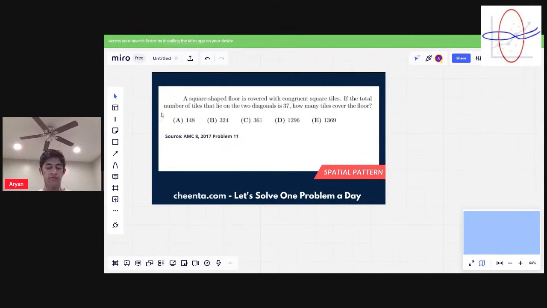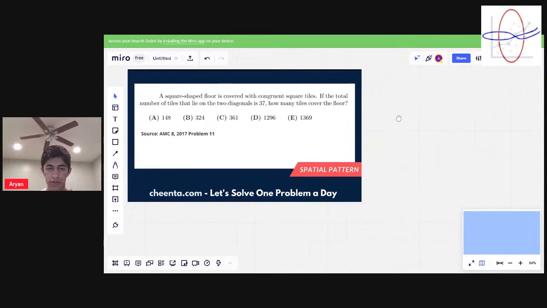Today we're going to be looking at the following AMC 8 2017 problem. Let's start with a quick read. A square-shaped floor is covered with congruent square tiles. If the total number of tiles that lie on the two diagonals is 37, how many tiles cover the floor?